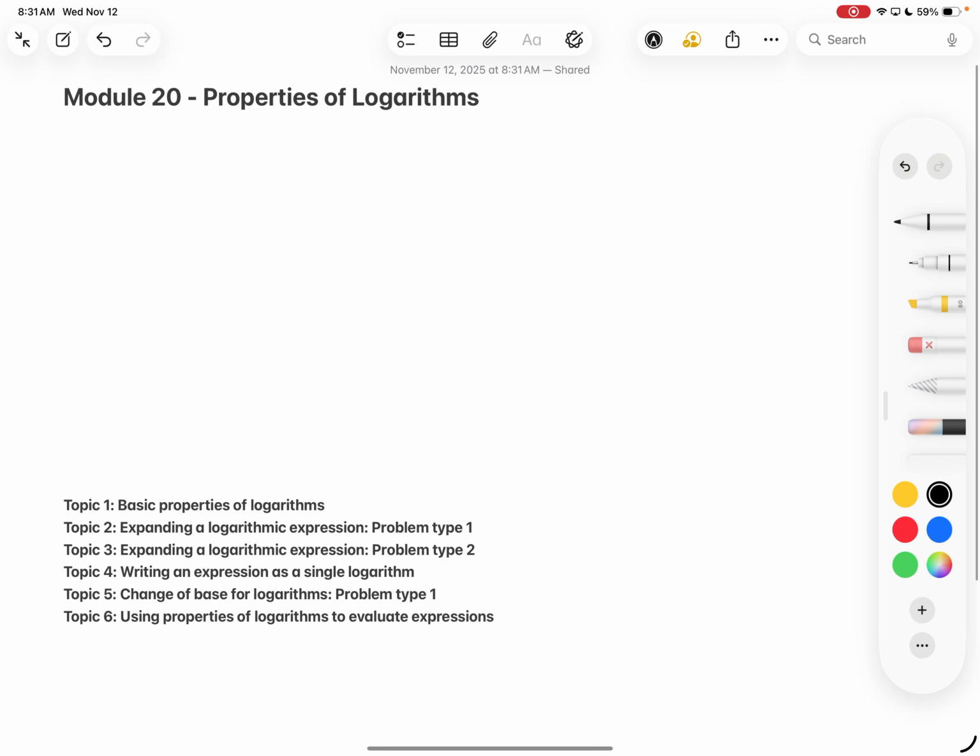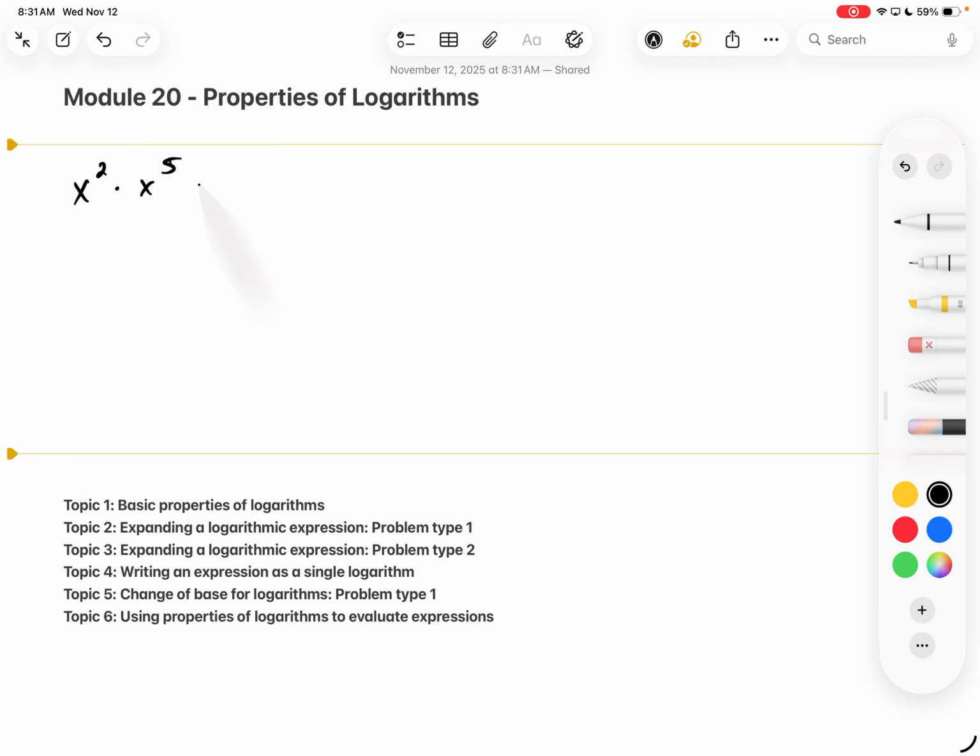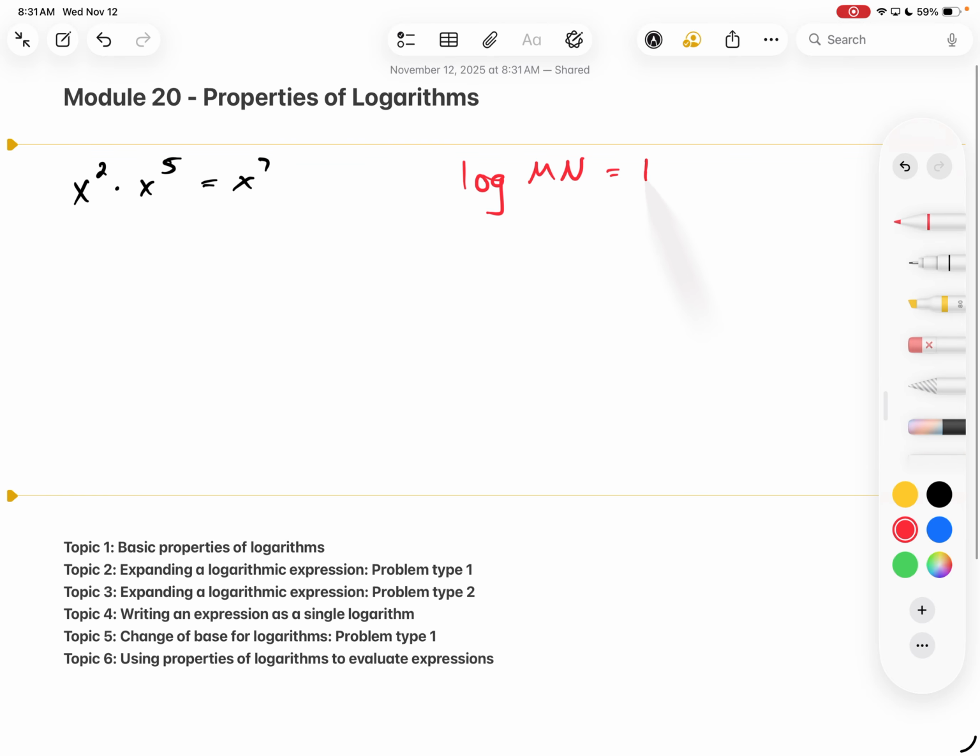All right, let's go through the properties real quick, but these work the same way as exponents. When I have x squared times x to the fifth, what do I do to the exponents? You add them, right? Same thing with logs. Log of m times n, I can separate those out and make it log of m plus log of n.